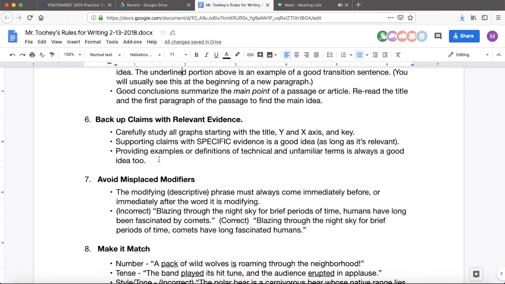It's because this is what you have to do to understand a chart or a graph. You always have to go back to the title and the axes. So just start there with the title, the Y and X axis, then the key, then lastly look at the data. It'll save you a little bit of time. It'll make your graph analysis much more accurate. Okay?